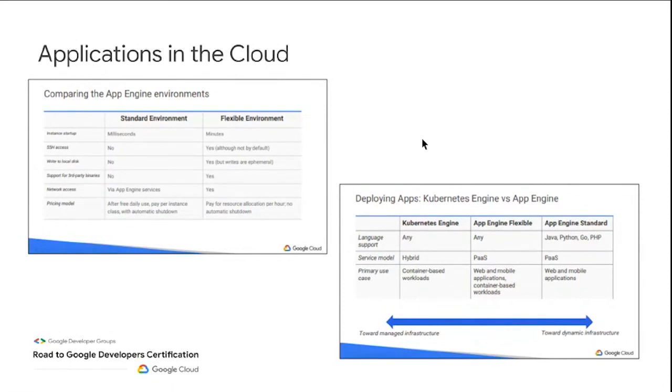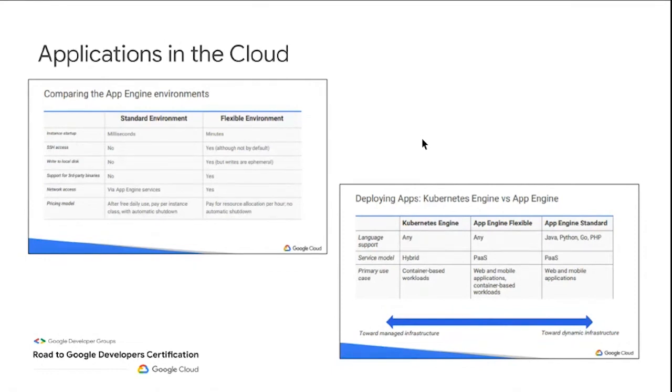So App Engine is a platform as a service, which is usually used for web and mobile applications and container-based workloads. But Kubernetes is only container-based. And there are differences. You cannot compare them. It's like comparing apples versus oranges. It's not a good comparison, I would say. But just keep that in mind.